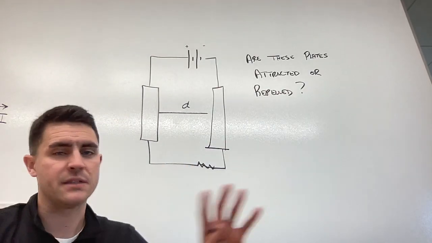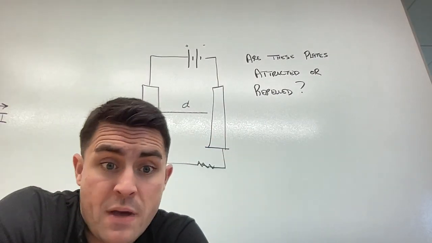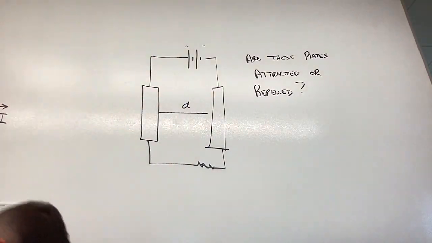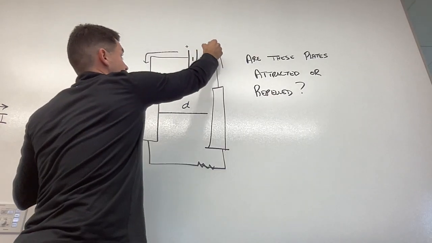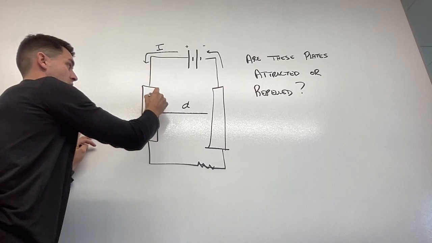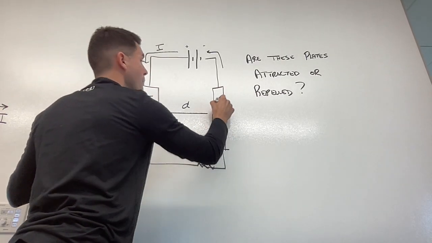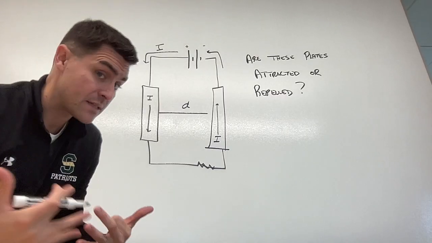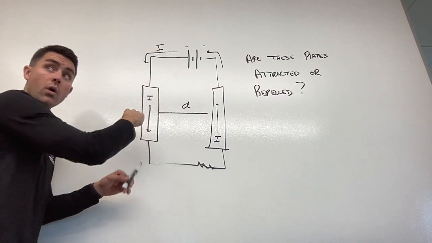So let's think about this. Let's refresh our brains. We know that both of these plates will produce their own magnetic fields. Current is going to flow out of the high voltage side into the low voltage side. That's the direction of current. So current is going to flow down this plate, and current is going to flow up this plate. Okay, so that's important.